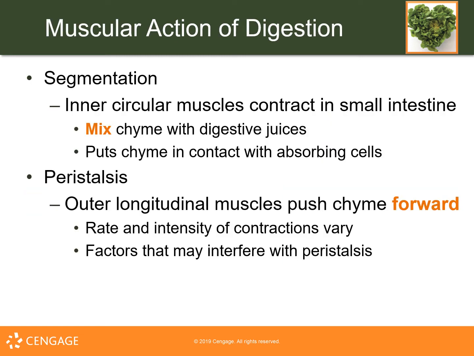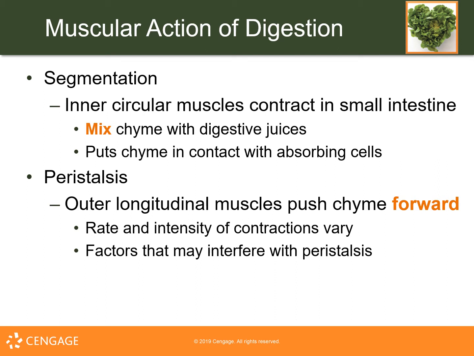Muscular action of digestion. There are 2 layers of muscles in the GI tract that coordinate to produce 2 actions: segmentation and peristalsis. Segmentation is when the inner circular muscles contract in the small intestine. And the key word here is mix. They are mixing chyme with the digestive juices. It puts chyme in contact with absorbing cells.